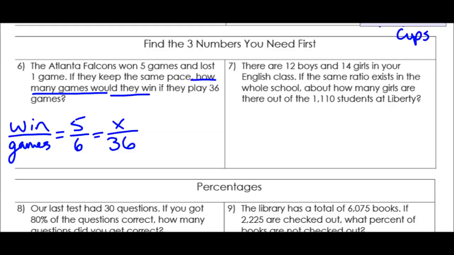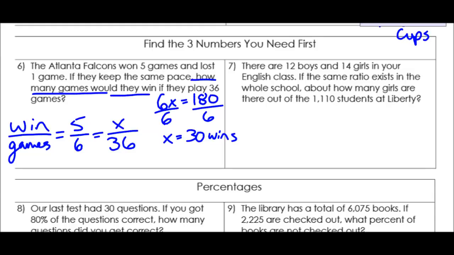So again, we cross multiply and then solve for x. 6 times x is 6x. 5 times 36 is 180. And we divide by 6, and x is 30. Which makes sense. They should win most of their games. 30 wins out of 36 games.